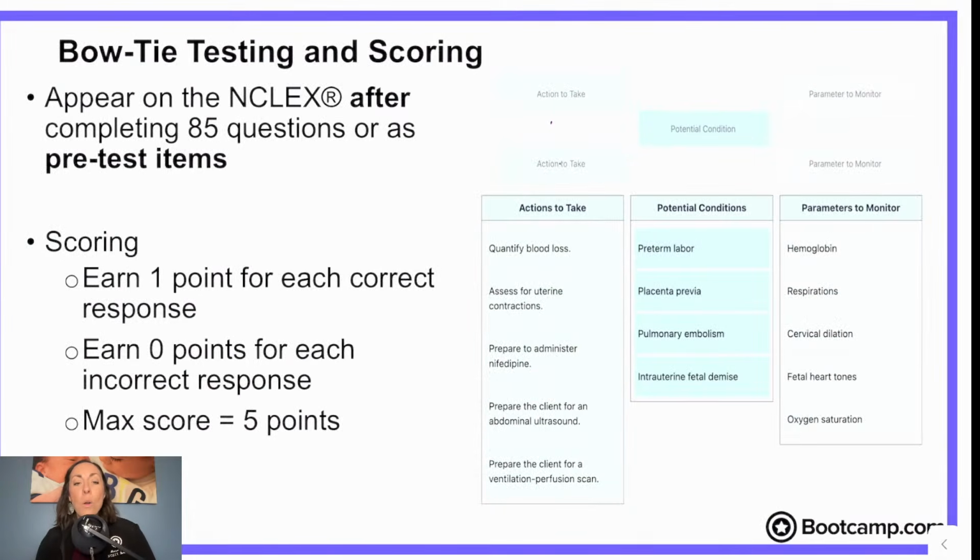All right, so will you see this on your NCLEX? The answer here is that they show up after you've completed 85 questions on the NCLEX, or it could show up before as a pre-test item. So you might see it, but if it's before 85 questions, it's a pre-test item. And then scoring. The good news with these Bowtie questions is that they're partial credit, right? That's really helpful. It's not all or nothing. You're going to get 1 point for each correct, and you can get a total of 5 points.